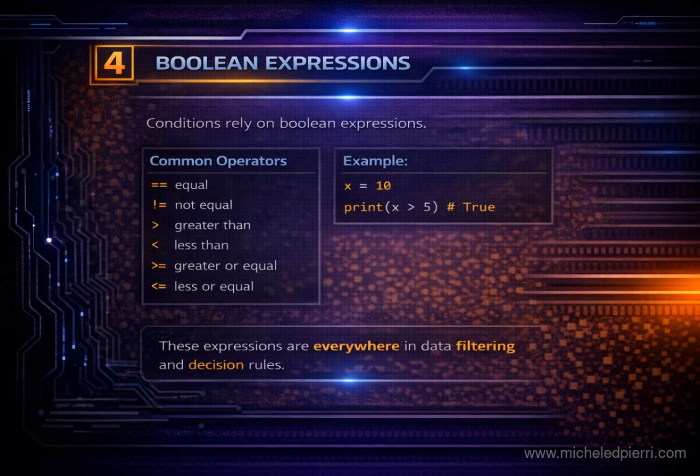Every condition is based on Boolean expressions. We use comparison operators to check for equality, difference, or magnitude. The result will always be either true or false. In the table on the left, you can see the standard operators. Notice the double equals sign for equality. Don't confuse it with the single equals used for assignment. In the code snippet, printing x greater than 5 returns true directly to the terminal.